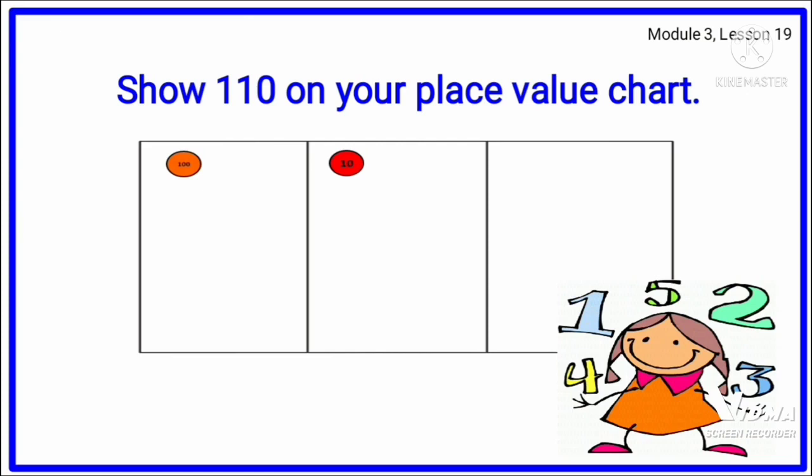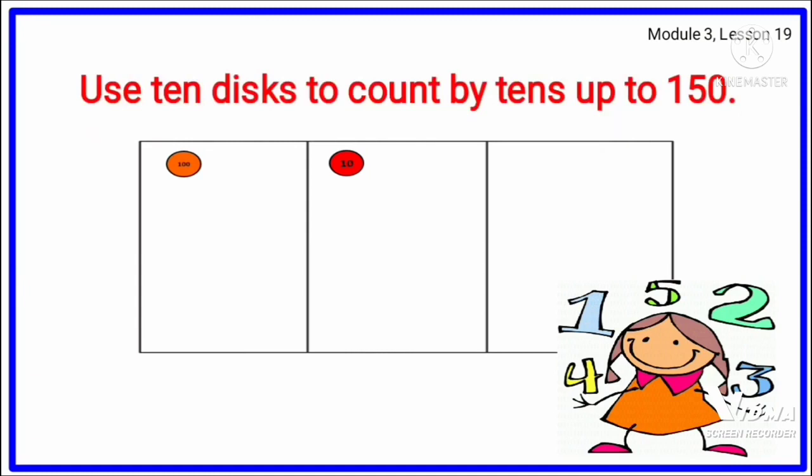Alright, so let us work with the place value disks now, your place value chart. Show 110 on your place value chart. I've put it for you. The disk of 100 and another disk of 10, 110. Use 10 disks to count by tens up to 150. Alright, so we have 110, 120, 130, 140, 150.